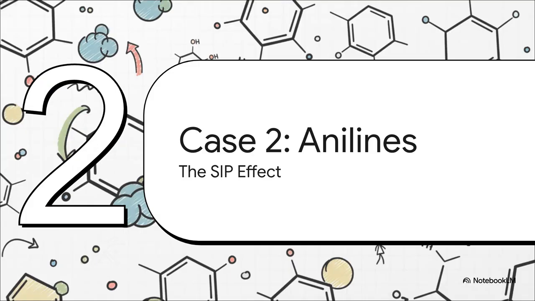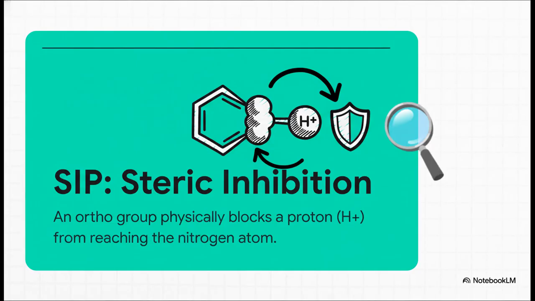But what about bases, like aniline? Well, the ortho effect is definitely at play here too, but it works through a slightly different mechanism called SIP, or SIP. SIP stands for steric inhibition of protonation. So this time, the crowding isn't just messing with resonance, it's inhibiting the very thing that makes something a base, which is accepting a proton. You can almost think of the bulky ortho group like a bodyguard, physically getting in the way and making it incredibly difficult for a proton to even get close to that nitrogen atom.